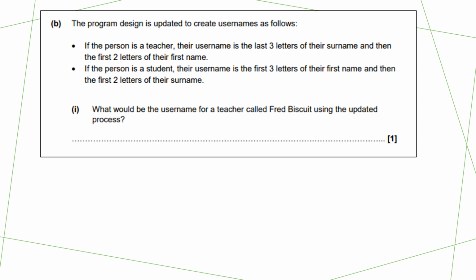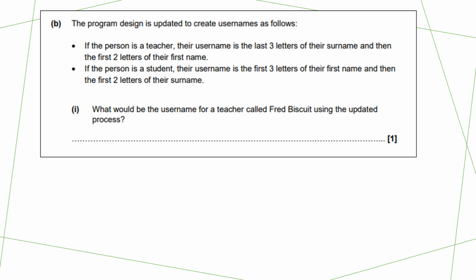Now this question needs a little bit of time to read over. It says the program design is updated. So straight away we know that we need to look at that original flowchart and think, what have they actually changed? It says that if the person is a teacher, their username is the last 3 letters of their surname and then the first 2 letters of their first name. If the person is a student, their username is the first 3 letters of their first name and then the first 2 letters of the surname.